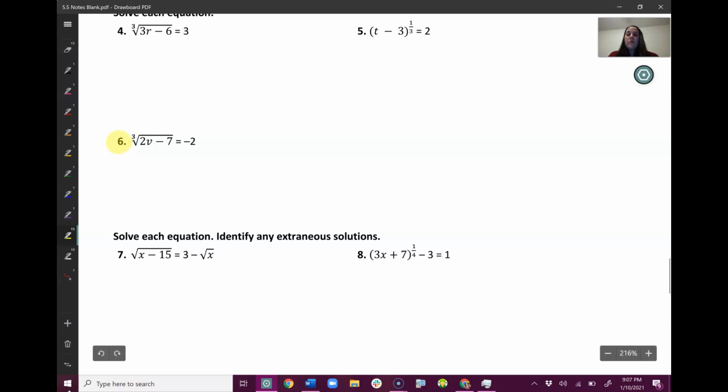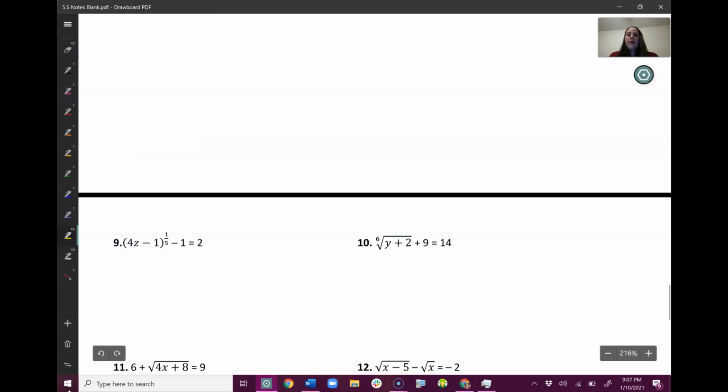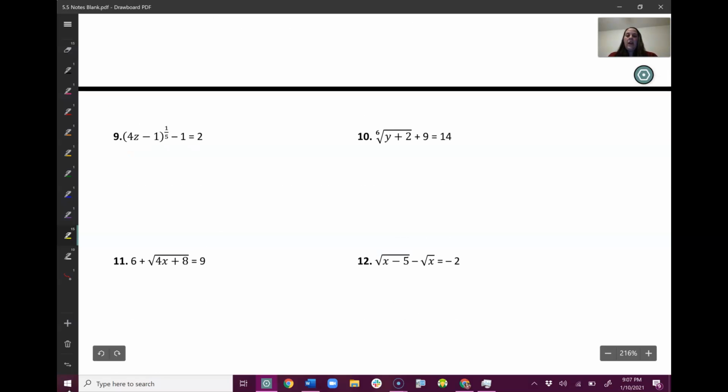So in this case, the root already is by itself, so you just have to cube it and then go from there. And then the last one on the next page is number 10, where same thing, it's like that first kind of problem. You need to get the root by itself and then solve. And that should be all that you need to get going. Good luck.